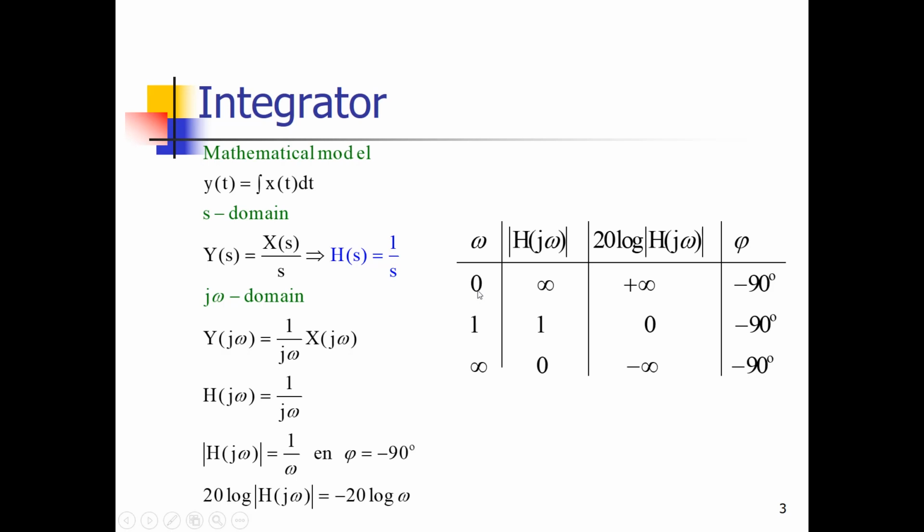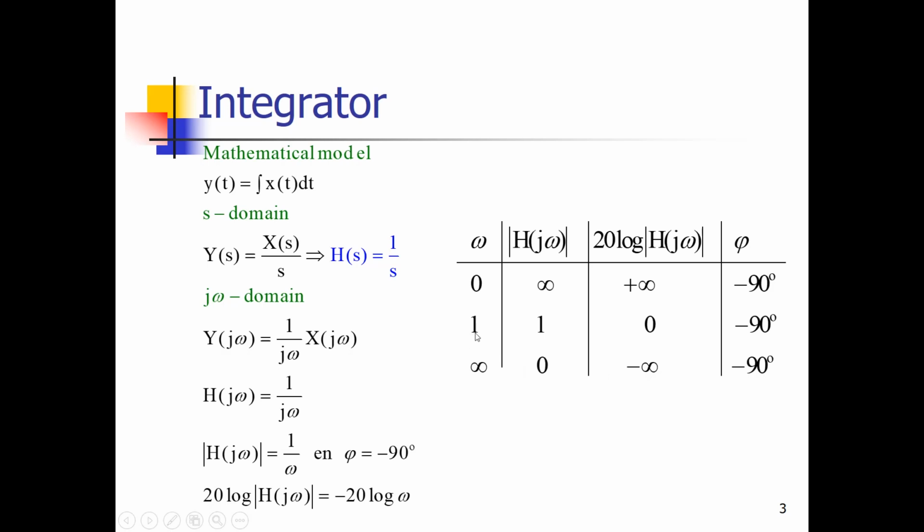So for omega is 0, the amplitude is 1 over 0, which is an infinite number, and also 20 times the log of 1 over omega, or minus 20 times the log of omega, equals an infinite number. For values of omega which are infinite, we get an amplitude which is 1 over an infinitely large number, so it's 0, and 20 times the log of a really high number with a minus in front of it equals a minus infinite number for the amplitude.